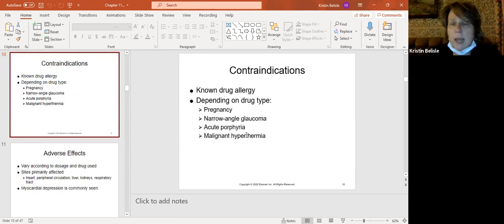Contraindications, always a drug allergy. No known drug allergy. It depends on the drug type. If they're pregnant, we need to be very careful what we're doing and giving. If they have narrow angle glaucoma, acute porphyria, can't even say it, and malignant hyperthermia. We're going to talk in depth about malignant hyperthermia.